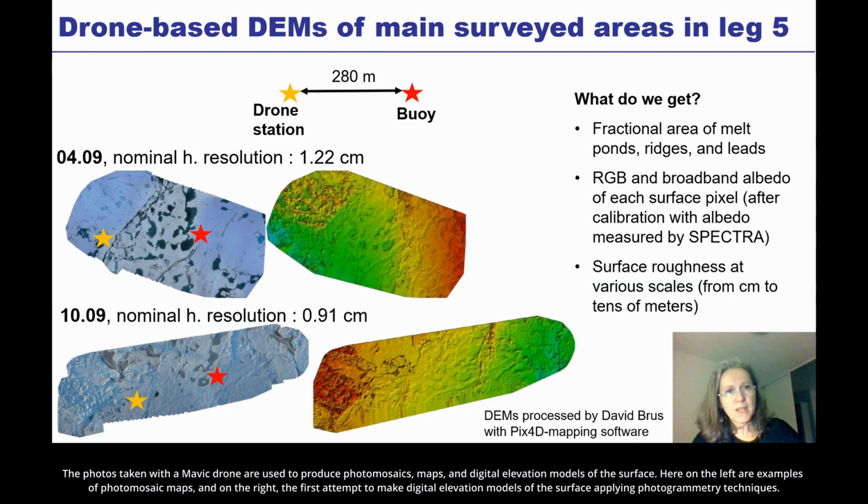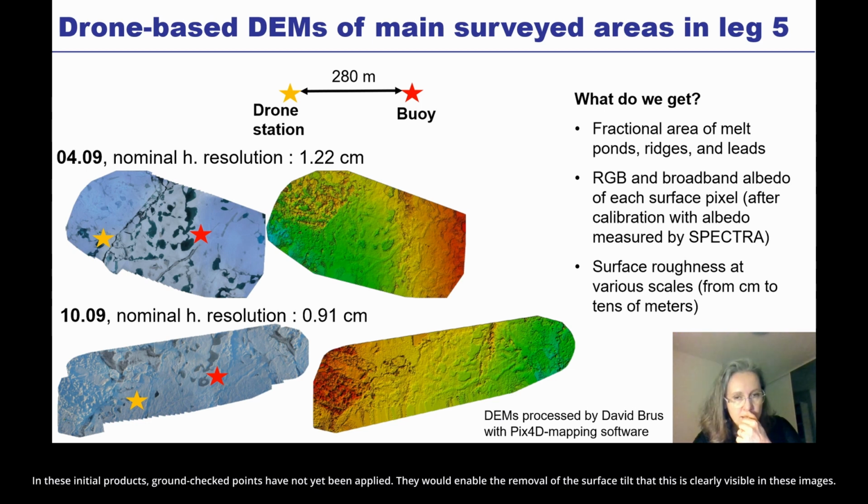The photos taken with the Mavic drone are used to produce photo-mosaics, maps, and digital elevation models of the surface. Here on the left are examples of photo-mosaic maps, and on their right the first attempt to make digital elevation models of the surface, applying photogrammetry techniques. In these initial products, ground checkpoints have not yet been applied, and they would enable the removal of the surface tilt that is clearly visible in these images.